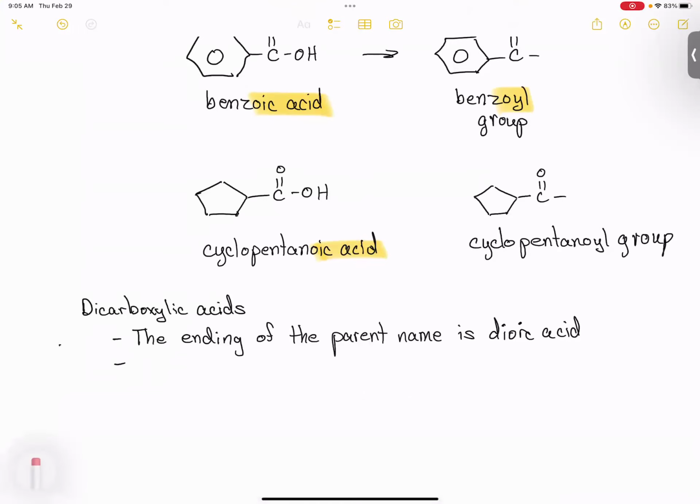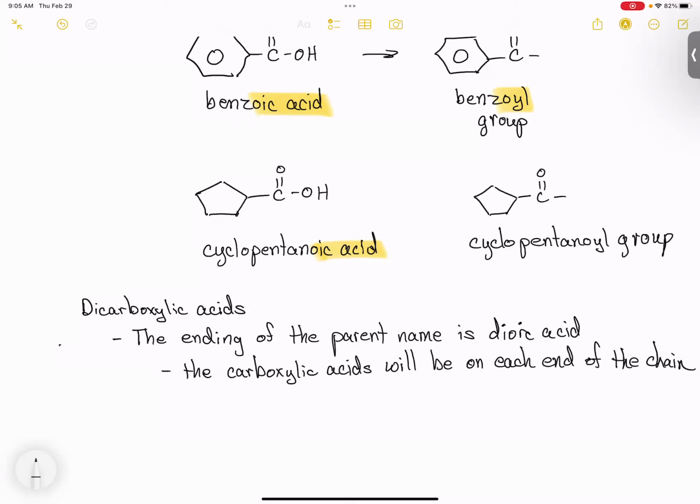Substituents. First of all, one thing you'll need to know about this is the carboxylic acids will be on each end. They are always on the end of the chain. So if you have a dicarboxylic acid, you've got one on that end and one on that end. Can you have a tricarboxylic acid? Yes. If you have an alkyl substituent, you could technically have a tricarboxylic acid. But most of them don't go past dicarboxylic acids. And if you have a dicarboxylic acid, you're going to have one on each end, and it gets the "dioic acid."